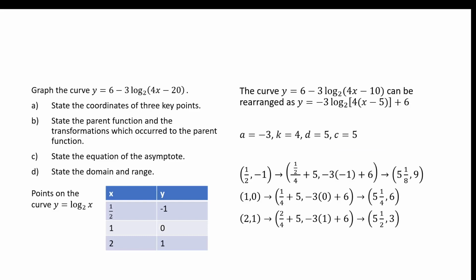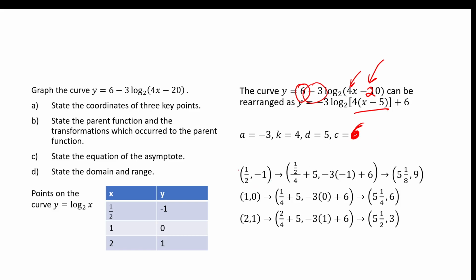Okay, now that curve can be rearranged as shown. So the A value is -3, the C value is 6. This should be a 20 here, little typo. But that 4x minus 20 becomes 4 bracket x minus 5. And our C value here, it says 5 there, but it's actually a 6, a second typo here. So what we have is an A value of -3, a K value of 4, a D value of 5, and a C value of 6.